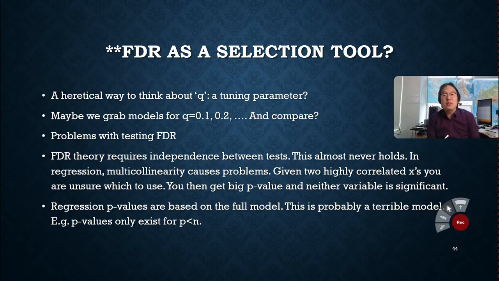This almost never holds. In regression, multicollinearity causes problems. Given two highly correlated x's, you are unsure which to use. You then get a big p-value and neither variable is significant. Regression p-values are based on the full model, which is probably a terrible model. And then p-values only exist for p less than n.